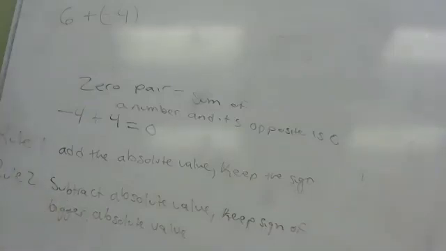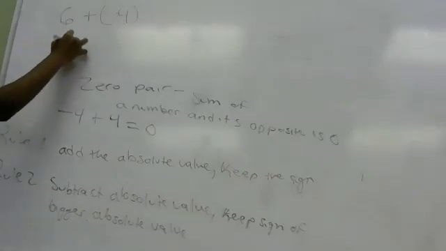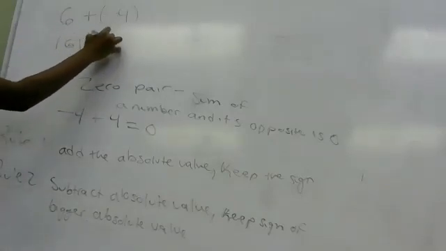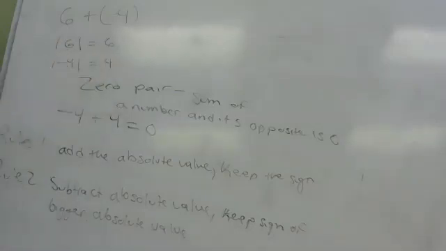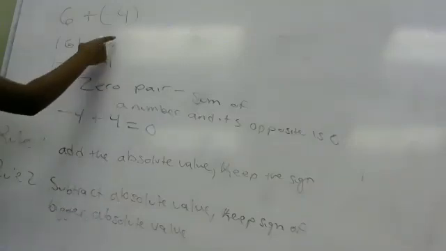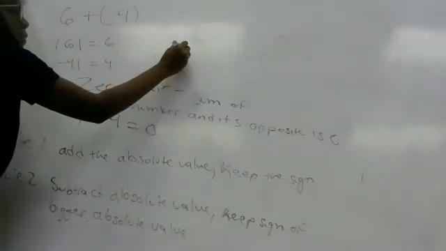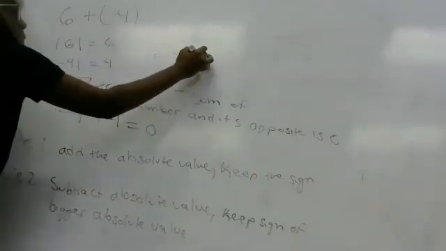The first thing I have to do is find the absolute values. What's the absolute value of 6? 6. Absolute value of negative 4? 4. Then I do what? I subtract them. So I'm subtracting 6 and 4. 6 minus 4 is 2.